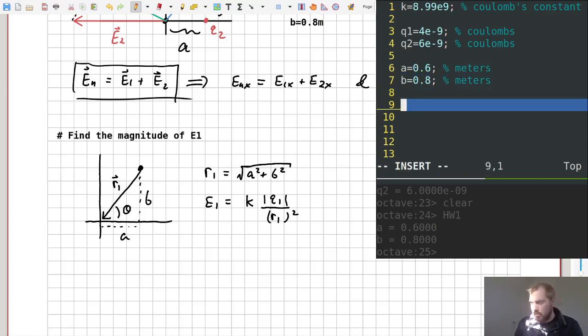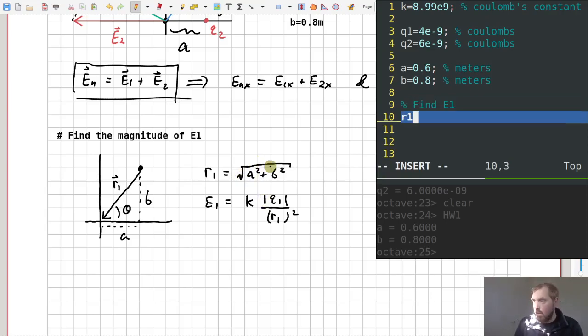Now back to our questions. We are curious about what is R1 and E1. Well, let's compute them. All right. Find E1. R1 is going to equal the square root of A squared plus B squared. Let's suppress that.